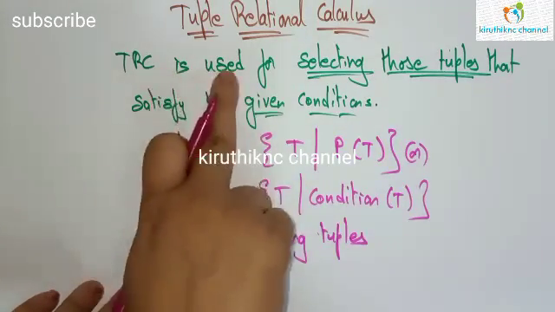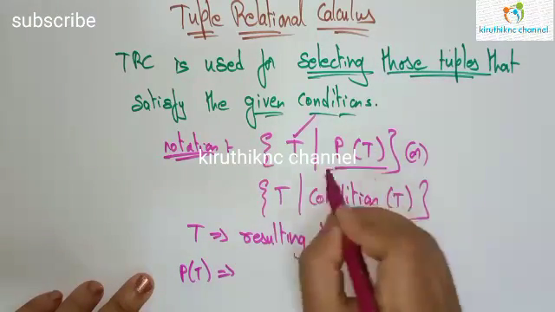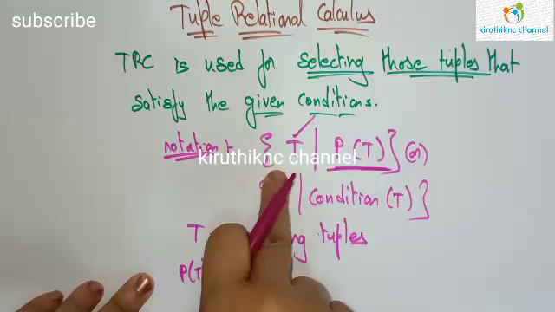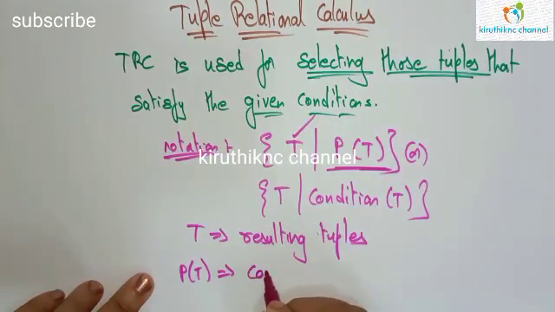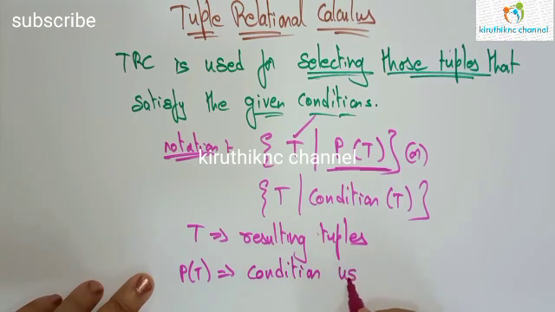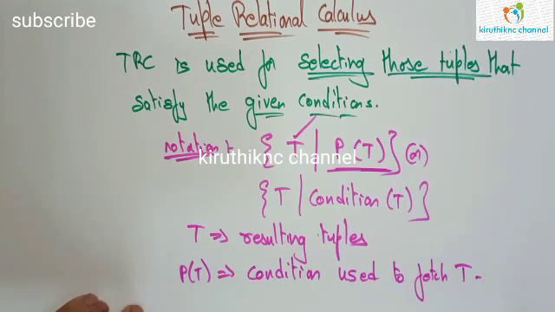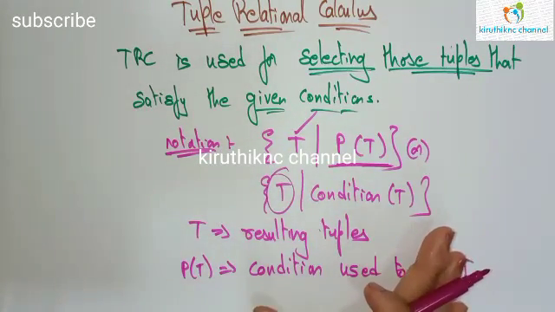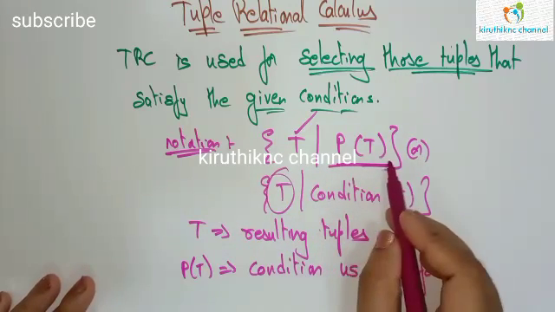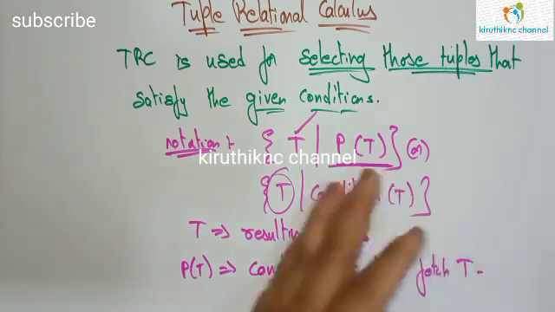Tuple relational calculus is used for selecting those tuples that satisfy the given conditions. Those tuples will be displayed. It means this is a condition used to fetch the tuple, fetch the T. Thus it generates the set of all tuples. Whatever T there is, it generates a set of all tuples such that the predicate P(T) is true for it. So for whatever tuples are displayed, P(T) is true.